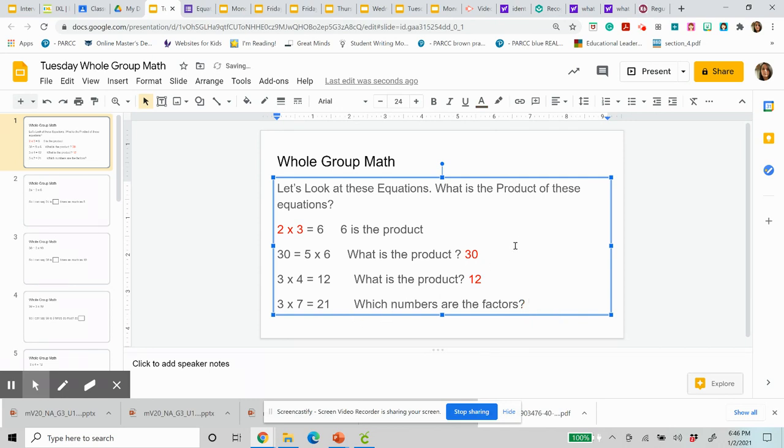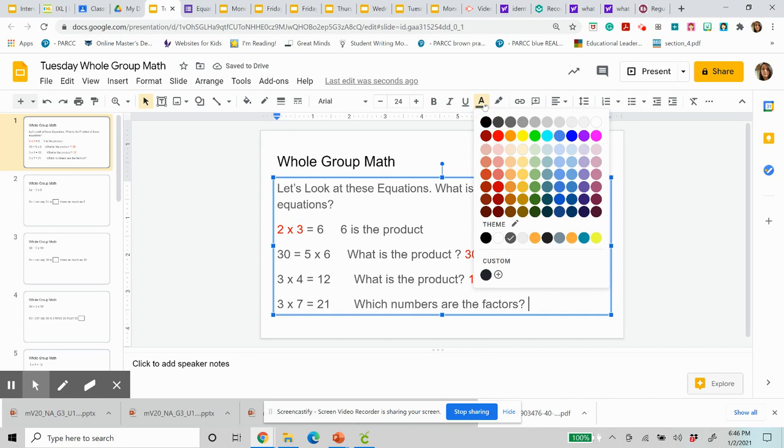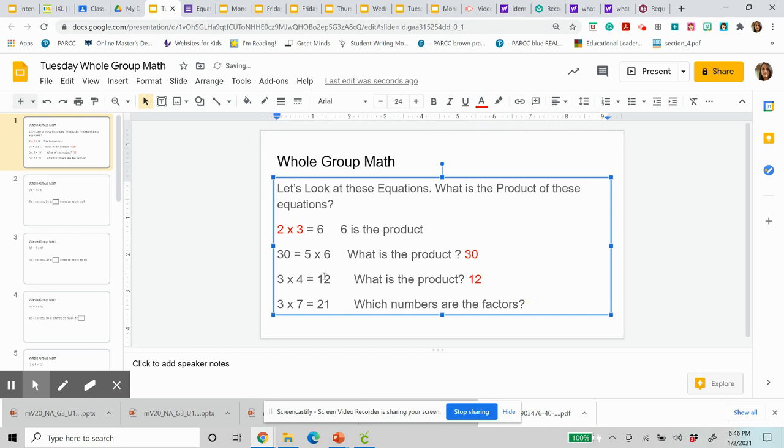So is it the 3, the 7, the 21? And I'm going to tell you that there's more than one factor here. There's 2 factors. If we know that product is the answer, what are the factors, right? The factors are the numbers we multiply. So 3 and 7 are the factors of 21. 21 is the product. 3 and 7 are the factors. Okay? So just looking at it a different way.